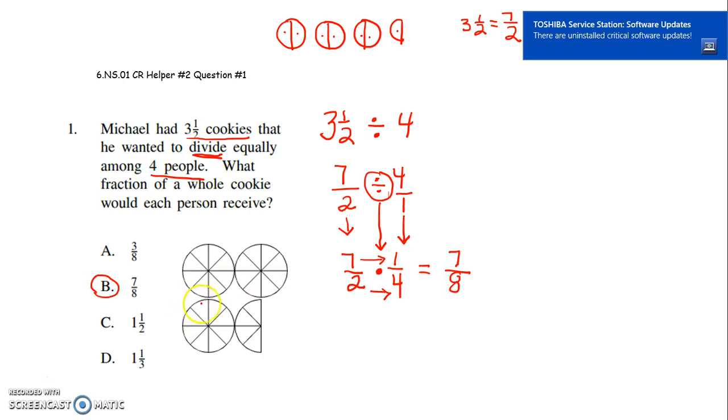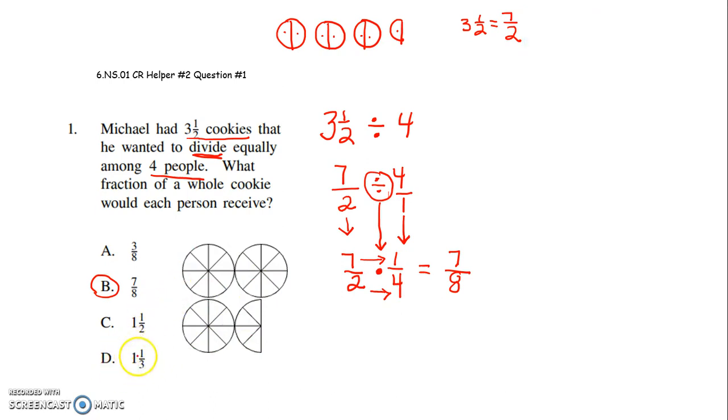Let's make sure visually that this works. These cookies are broken into eighths, so I almost could have eliminated this just by the pictures. So 7/8. Each person gets 7/8. 1, 2, 3, 4, 5, 6, 7 eighths. So one friend got 7/8 of a cookie. Another friend, a second friend, 1, 2, 3, 4, 5, 6, 7, got 7/8. So there's your second friend.